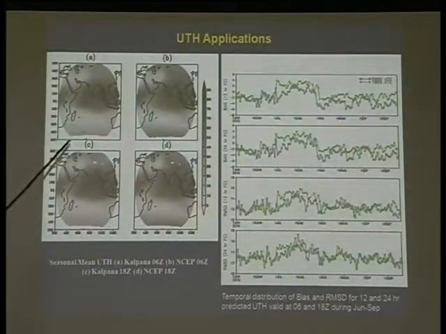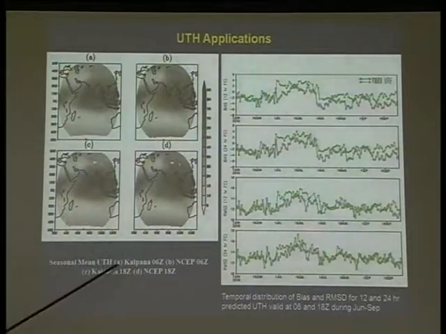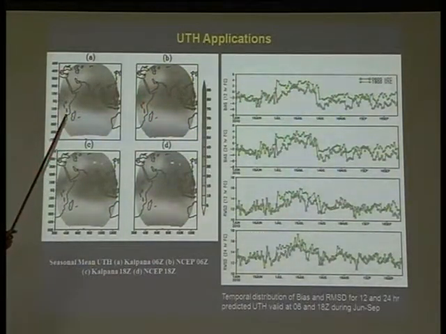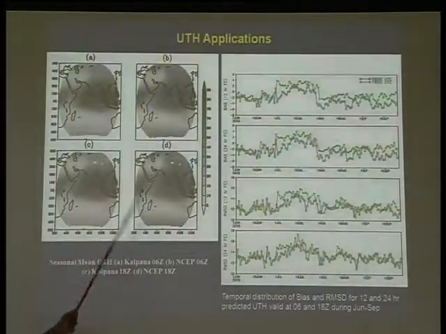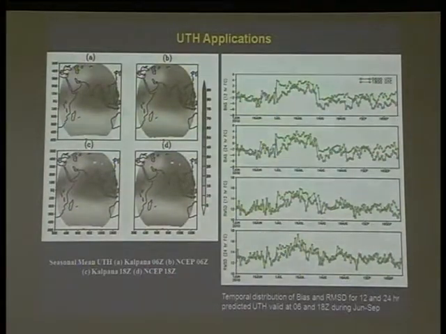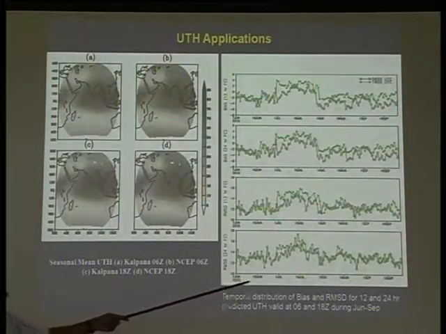So this is the UTH computed from Kalpana, observed from Kalpana, and on the right side you can see this is INSAT analysis, the UTH computed from INSAT analysis. So this way you can even validate the quality of the analysis as well as the quality of the forecast. Prashant has done this experiment.